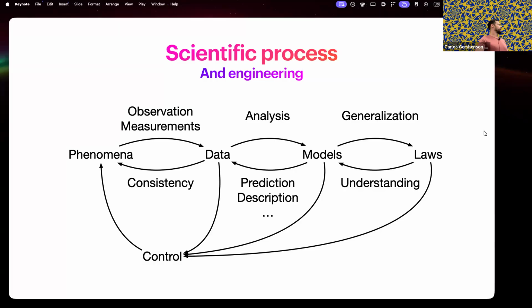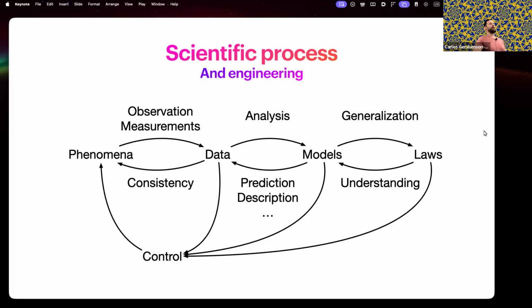And we might generalize models into laws. And then the laws allow us to understand models. Models allow us to do many things with that data: to predict, to describe, to understand, and so on. And we check the consistency of data with phenomena. And this is a constant cycle. It's not like, okay, now we have the laws of the universe, or now we have the right models. And in engineering, we use data, models and laws in order to control phenomena. And then depending on how successful that control is, we can actually update our observation, analysis, generalization, and so on.